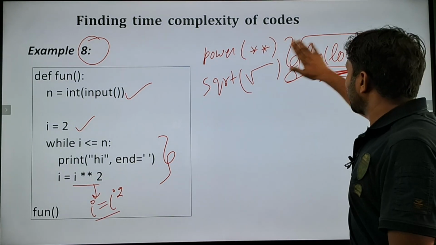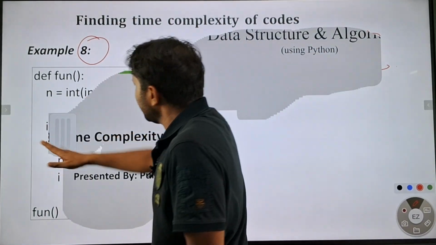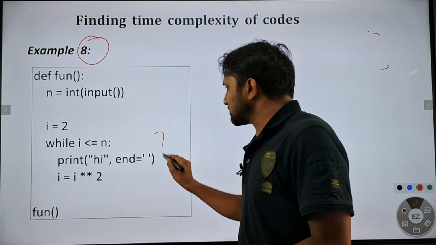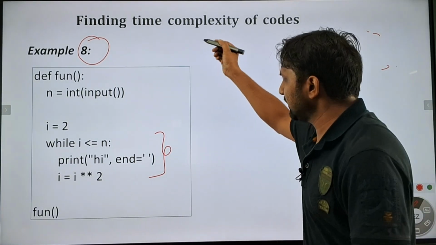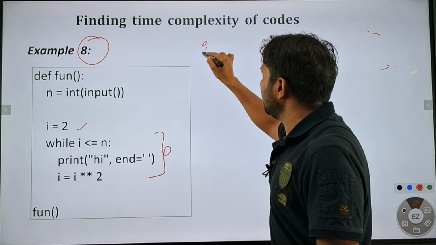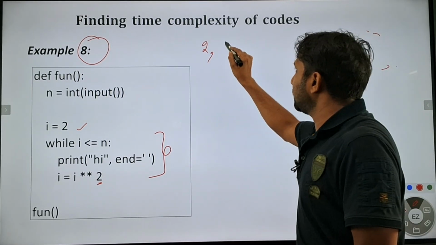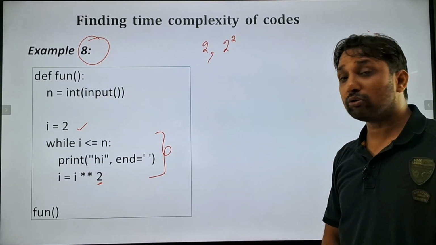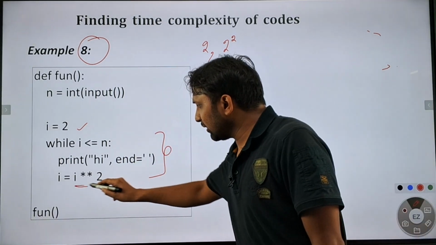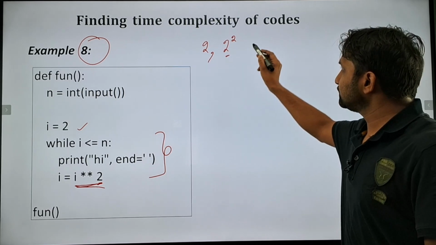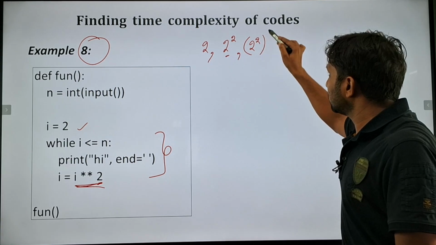So let me prove that this is really taking log of log n time. I just need to find out how many times this loop is executing. Starting with I value 2, we enter inside the loop and take the power of I, 2 power 2. Now the I value is 2 power 2. One time we executed the loop. Again we enter, and whatever is the previous value, 2 power 2, take the power of that as a 2.